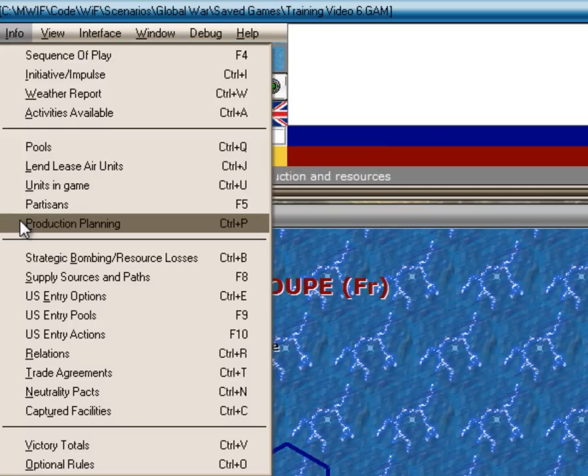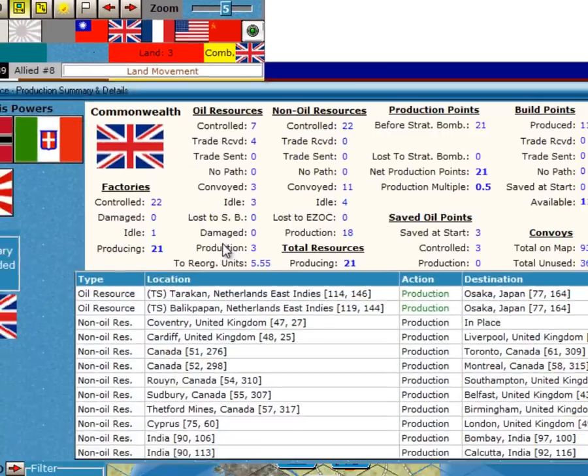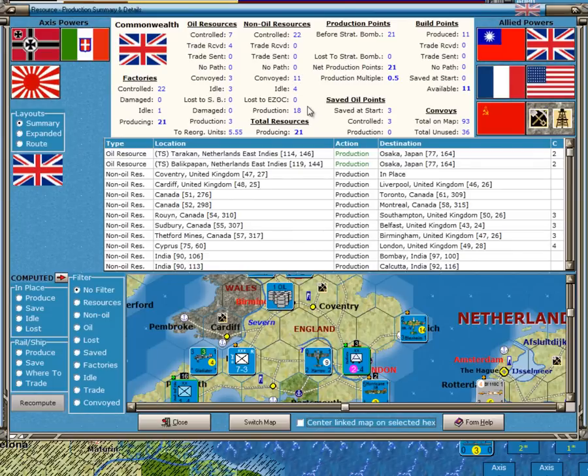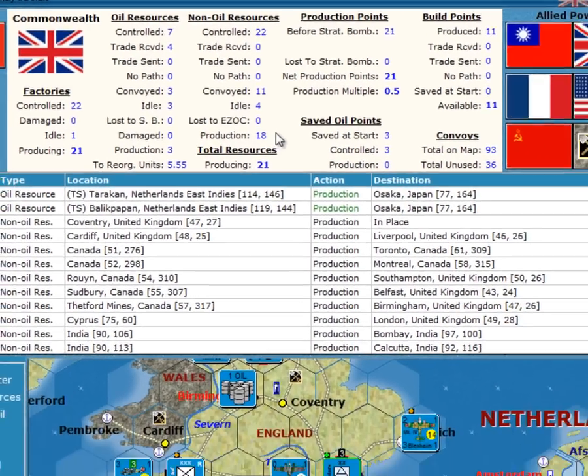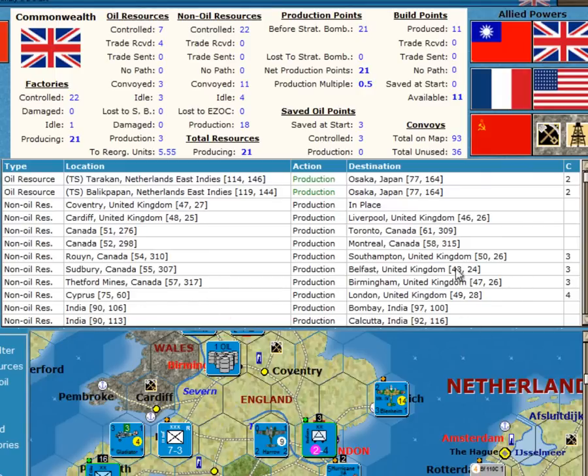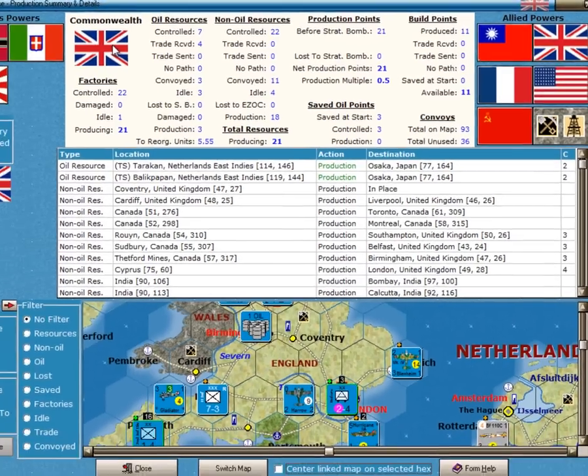There is production planning, and this form is one of the most complicated in the game. I'll spend a little time here on this form, but there's an entire tutorial devoted to production planning and production itself. So I'll just hit the high points here. The top of the form has a summary page. Underneath that are listed all of the different resources and factories that the current major power has. We're looking at the Commonwealth.